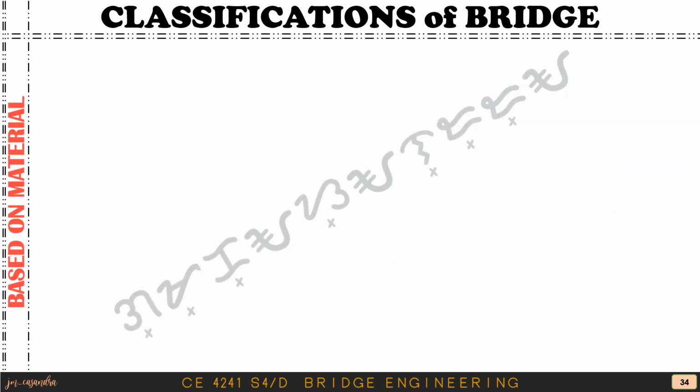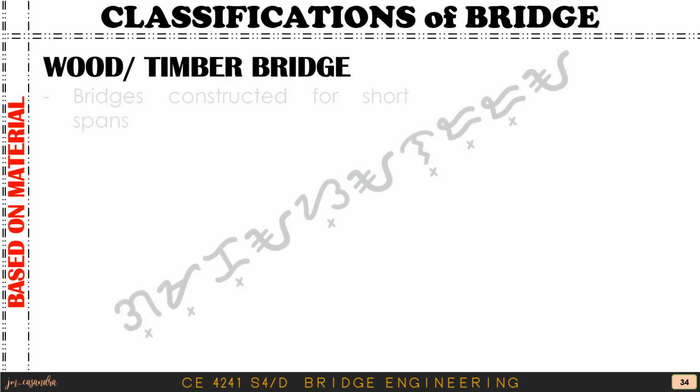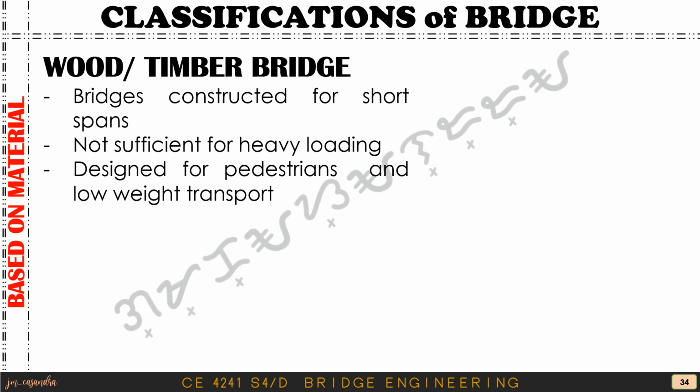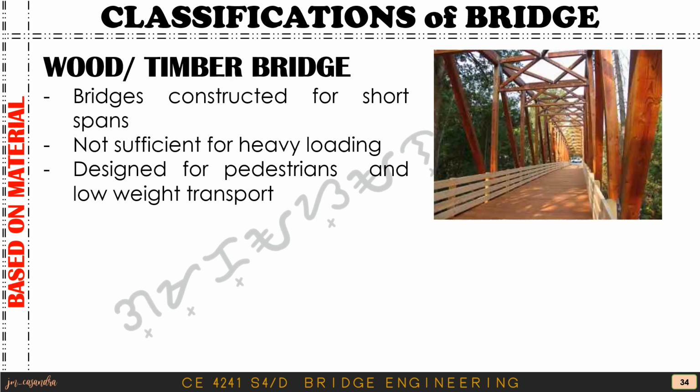Based on material, we have wood or timber bridges. From the name itself, these are bridges made out of wood or timber. It's basically used for short spans only, and since it's made out of wood, it's not sufficient for heavy loading. So usually it's designed for pedestrians or low weight transport. Some timber bridges would allow pedestrians or bicycles. And this is now an example of a timber bridge.